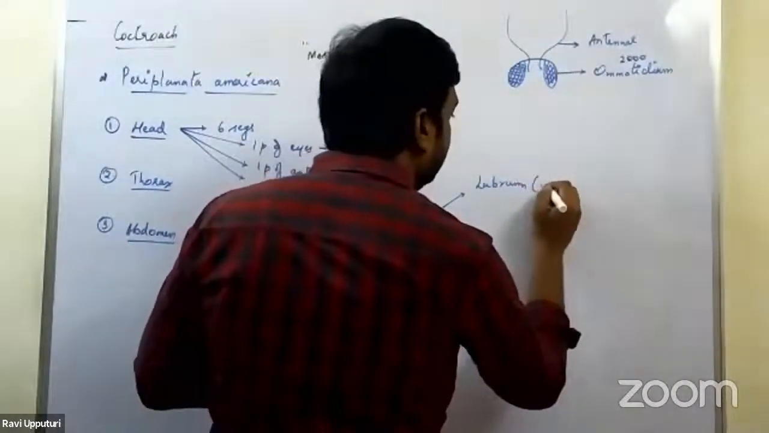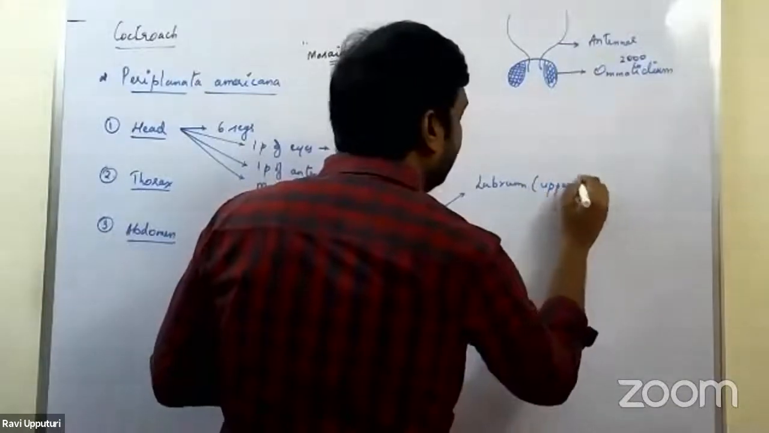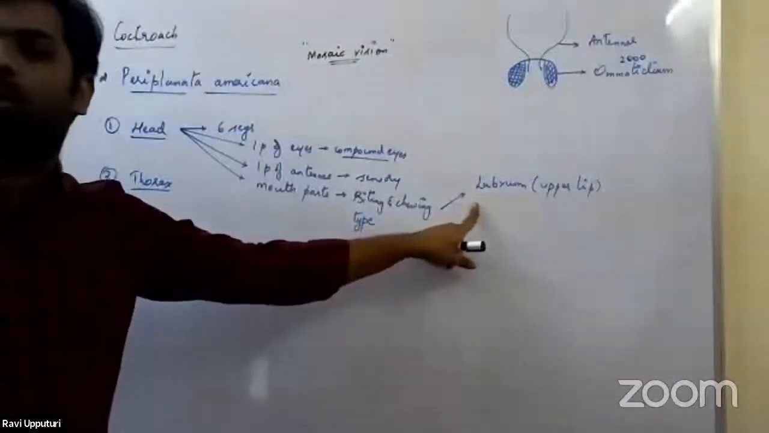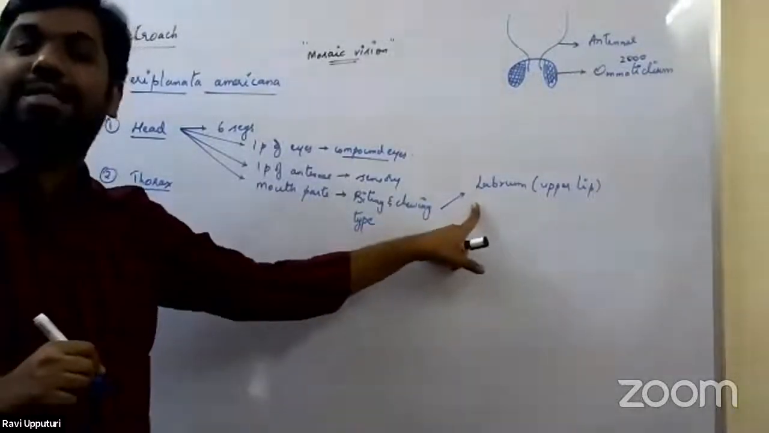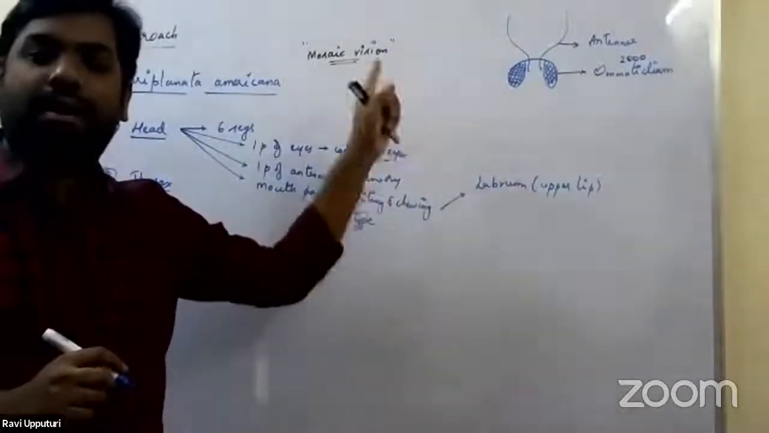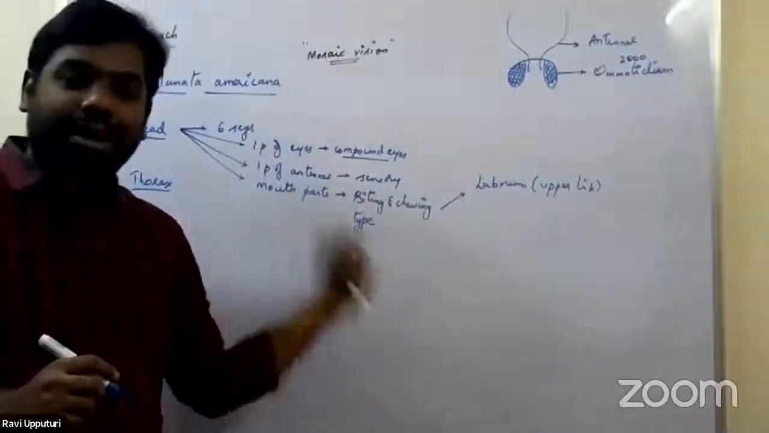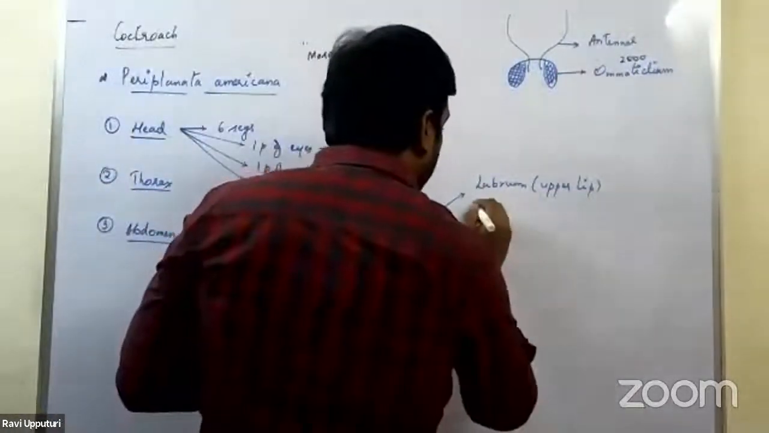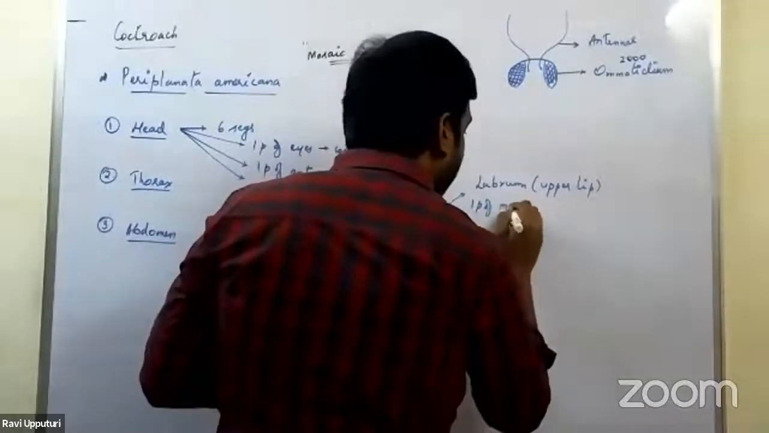Labrum. This labrum is usually referred to as the upper lip of this organism. There is one single, large structure called the labrum. Right below the labrum, there are mandibles. There is one pair of mandibles.